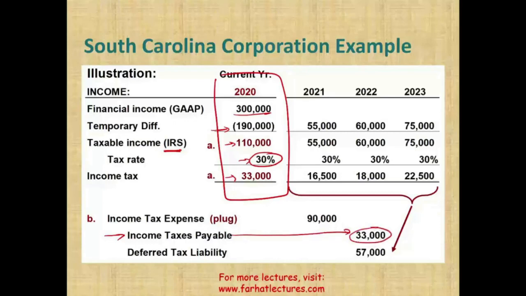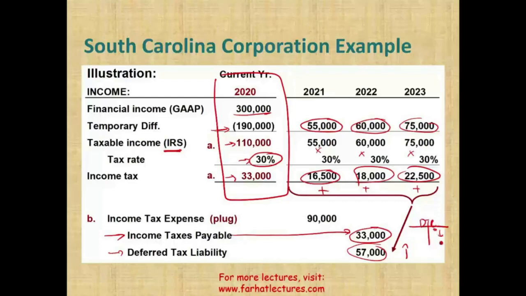Then you would say in future years, in 2021, I have $55,000 more, $60,000 more, and $75,000 more in taxable income. From the year 2021, 55,000 times 30%, I'm going to have more taxes of 16,500. From year 2022, I'm going to have 18,000 more in taxes, and from year 2023, I'm going to have 22,500 more in taxes. So this plus this plus this is what I call deferred tax liability, an increase from 0 to 57,000. So my deferred tax liability was 0, and it increased to 57,000. So I credit deferred tax liability 57,000.